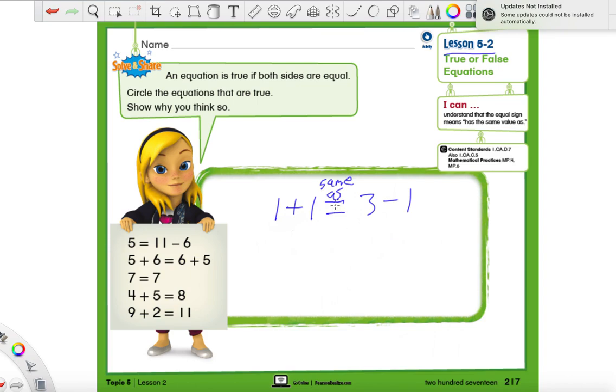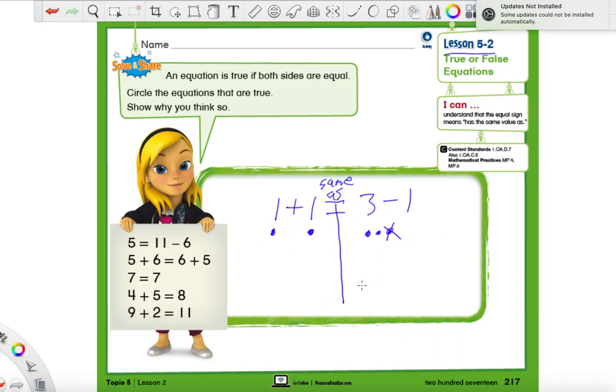So you can use the fence method again. I have 1 dot for one and 1 dot for another 1, right? But over here we have subtraction. So we would just use subtraction. I can make my 3 dots. And how many am I taking away? I'm taking away just 1.